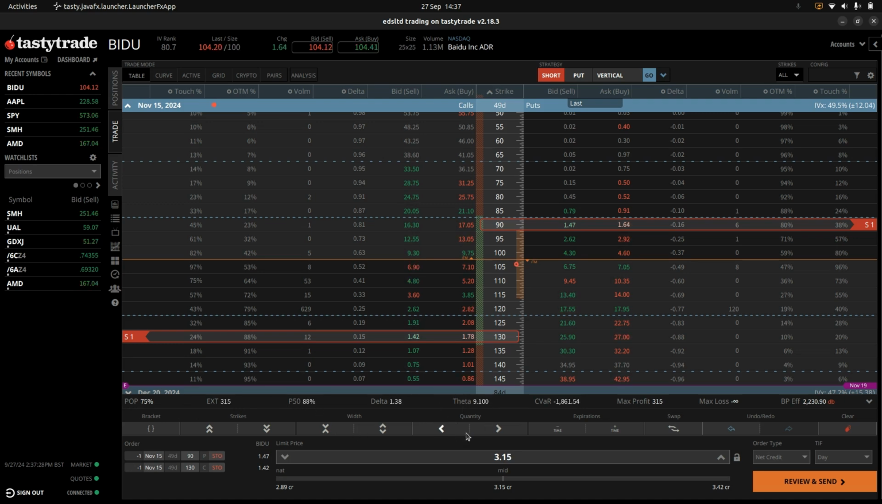We'd get over $9 in daily theta decay. We'd collect $315 upfront on day one, and our broker is only going to require us to have about 2.2k in buying power. So this is actually a very nice return on capital trade for a naked position. BIDU has got a very high IV rank. Earnings is quite far away.